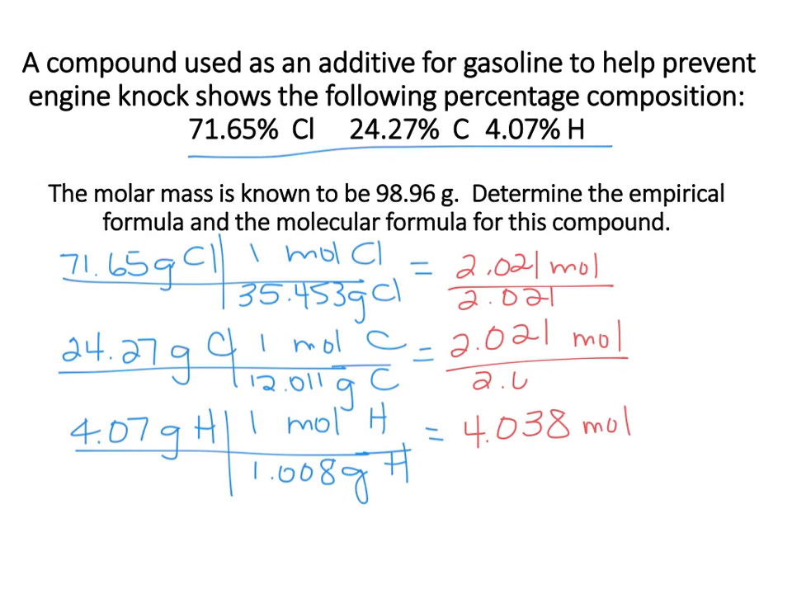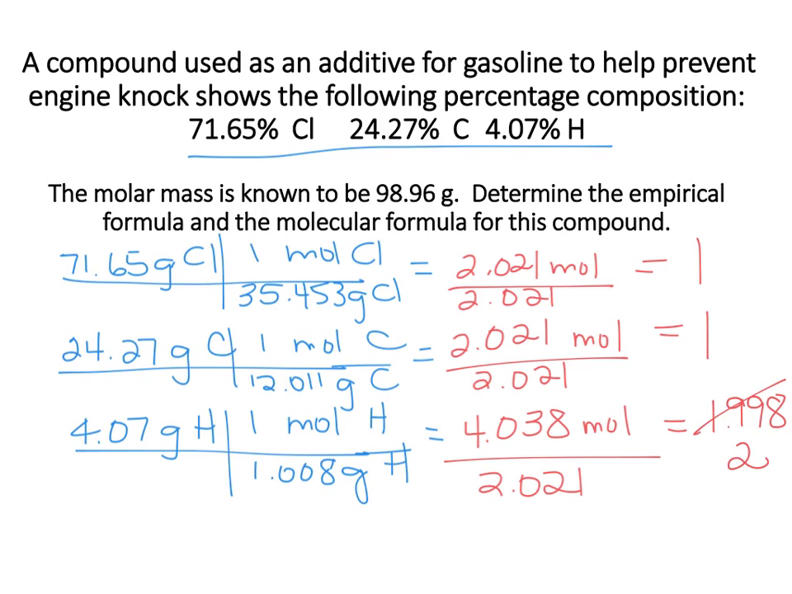Divide by the 2. And when we get that, we get a 1, a 1, and 1.998. Is that close enough to round? Absolutely. So it's a 2. So our empirical formula will be ClCH2.